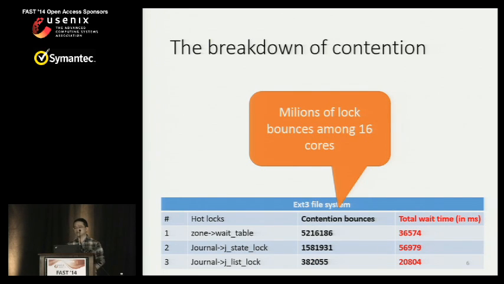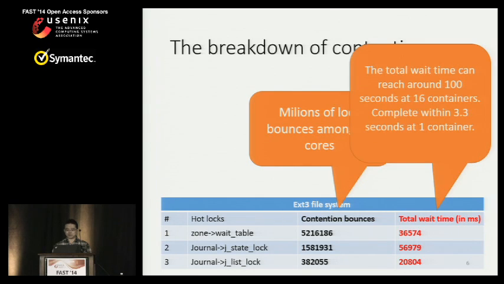We also make a detailed breakdown of the contention within the shared I/O stack. The table shows the lock statistics when running 16 containers, collected during the macro benchmark. We can see from the table that with 16 containers, there are millions of lock bounces among 16 cores. Accordingly, the total wait time for acquiring locks can reach as much as 100 seconds. We note that the benchmark can complete within 4 seconds with a single container.